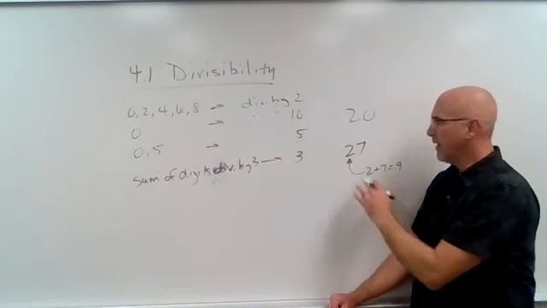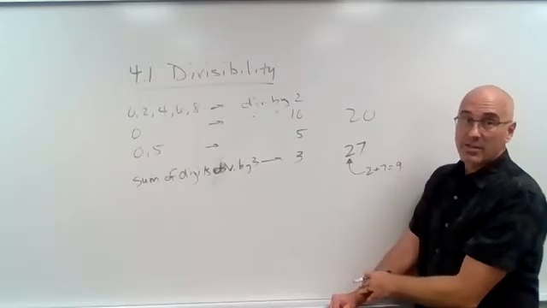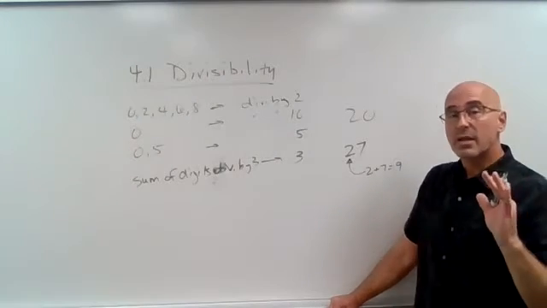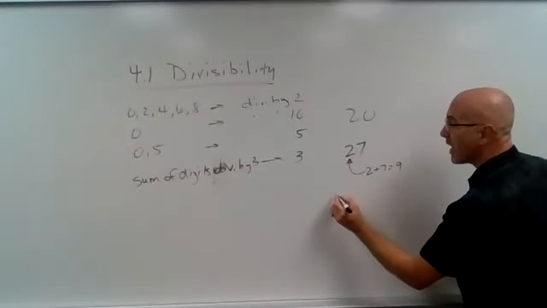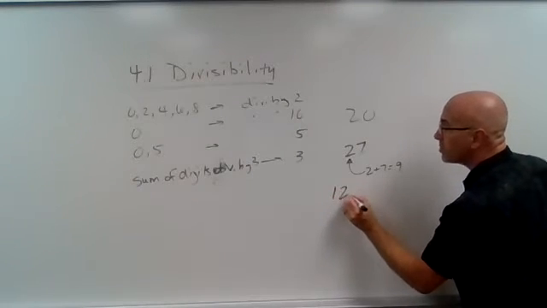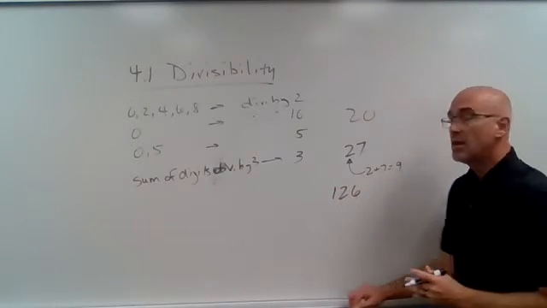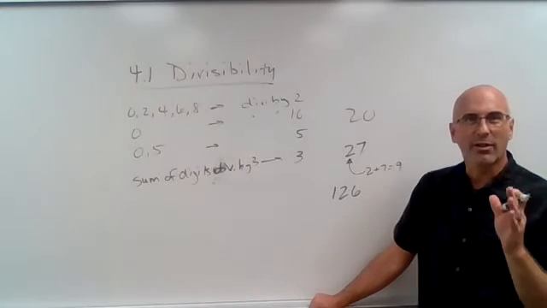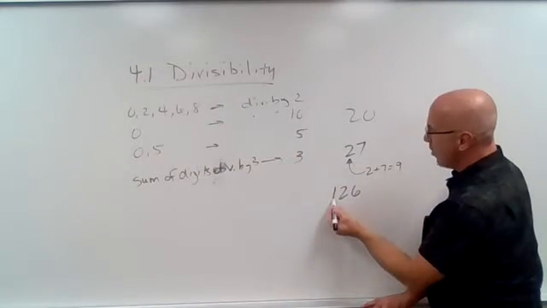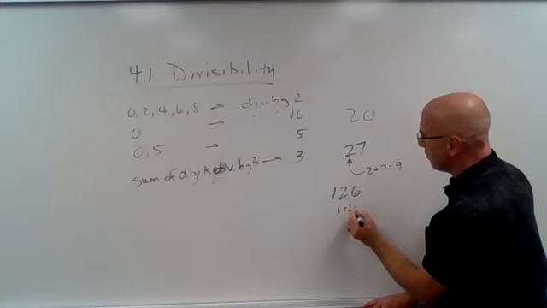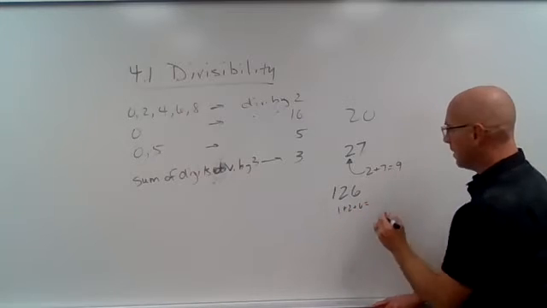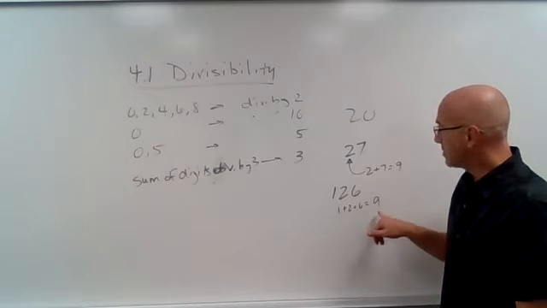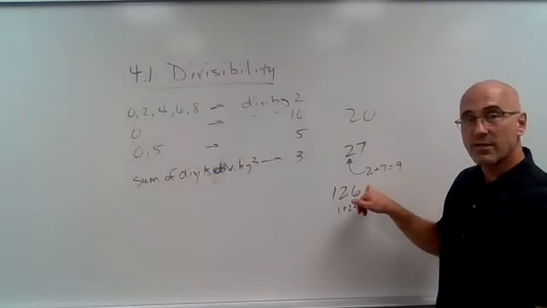You probably are saying, well, I knew that 27 is divisible by 3 because 3 times 9 is 27. But what happens if you have a number, say, 126? Is that divisible by 3? Well, let's check out our little trick here. 1 plus 2 plus 6. What does that equal? That equals 9. We know that 9 is divisible by 3, so therefore 126 is divisible by 3.